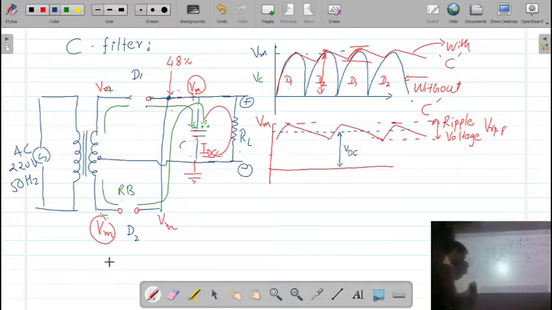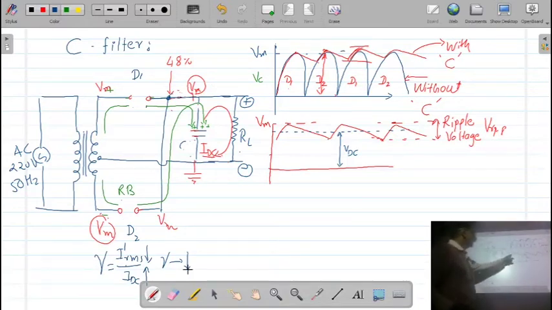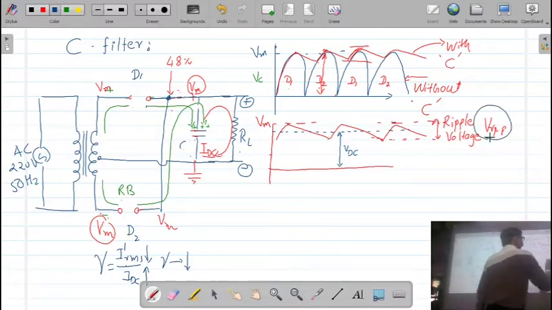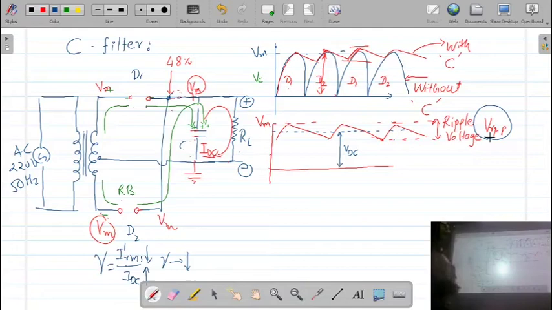Ultimately, what is the formula for the ripple factor? It is given as I dash RMS by IDC. So I dash RMS is decreasing, IDC is increasing, and as a result, your ripple factor is also decreasing. So here the average value is DC, this is the maximum value, and where is your AC component? The AC component is represented by VR peak to peak.